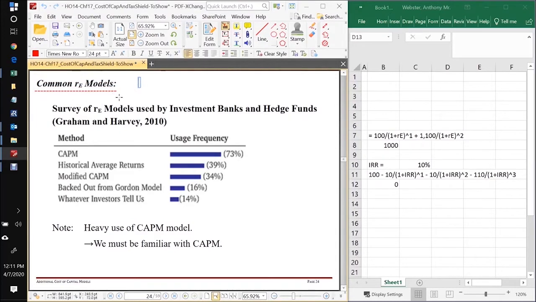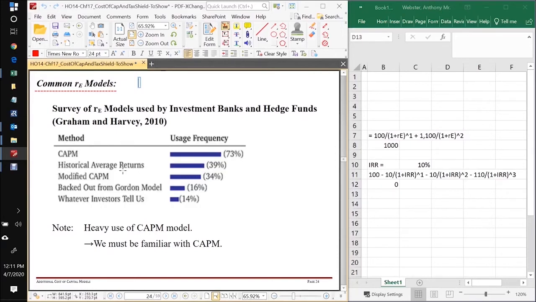With that said, there are a bunch of common models for determining the cost of equity capital for an entity. Here's a great survey that was done of cost of equity capital models used by investment banks and hedge funds, done in 2010, but still very relevant today. If we look at the results of this survey, we see that most investment bankers and hedge funds were using and still are using the CAPM method. That's the capital asset pricing model that we looked at briefly in a previous chapter.